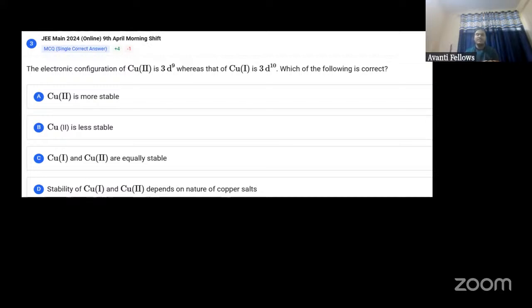The electronic configuration of copper 2 plus is 3d9, whereas that of copper 1 is 3d10. Which of the following is correct? It says the electronic configuration of copper plus 2 is 3d9, whereas that of copper 1 is 3d10. Which of the following is correct? B. Copper 2 is less stable.